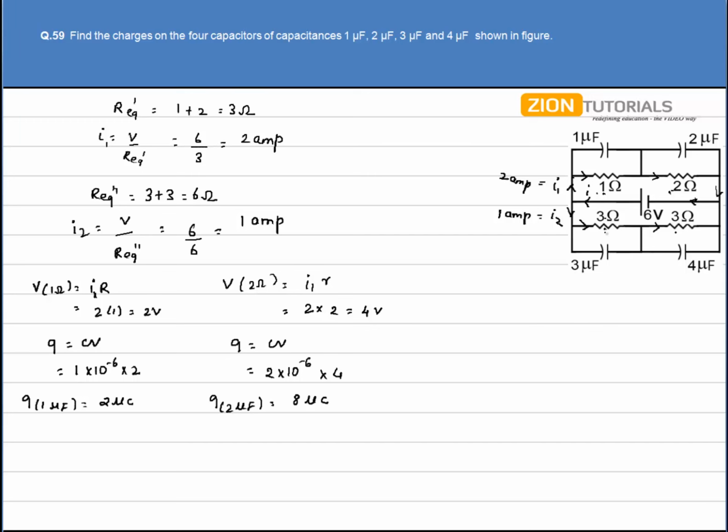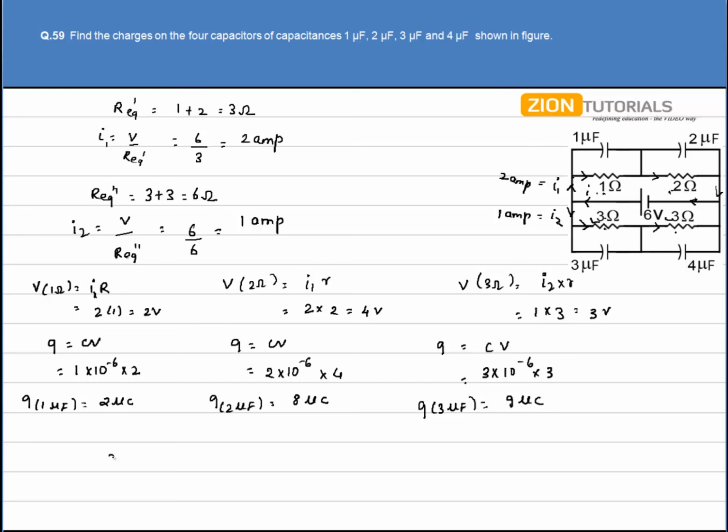Similarly, I will calculate the potential drop across this 3 ohm and this 3 ohm resistor. So the potential drop across the 3 ohm resistor is I2 into resistance, that is 1 into 3, which comes out to be 3 volt. So the charge on the 3 microfarad capacitor can be calculated by the formula C into V. C is given as 3 microfarad and potential is 3 volt. So Q across 3 microfarad comes out to be 9 microcoulomb.